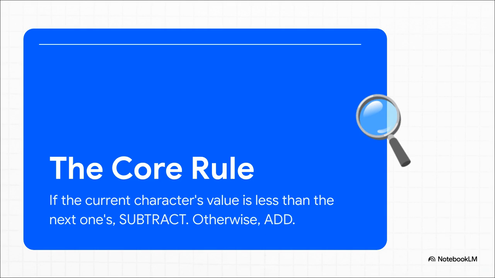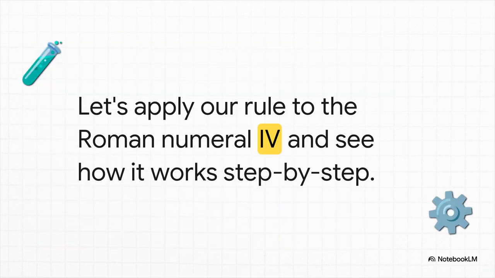And here we are, the engine of our entire solution. This one simple rule handles every single case. As we read from left to right, we just ask, is the number I'm on smaller than the number right after it? If the answer is yes, we subtract. For every other situation, we just add. That's it. Okay, let's put this rule to the test with our original puzzle, IV.